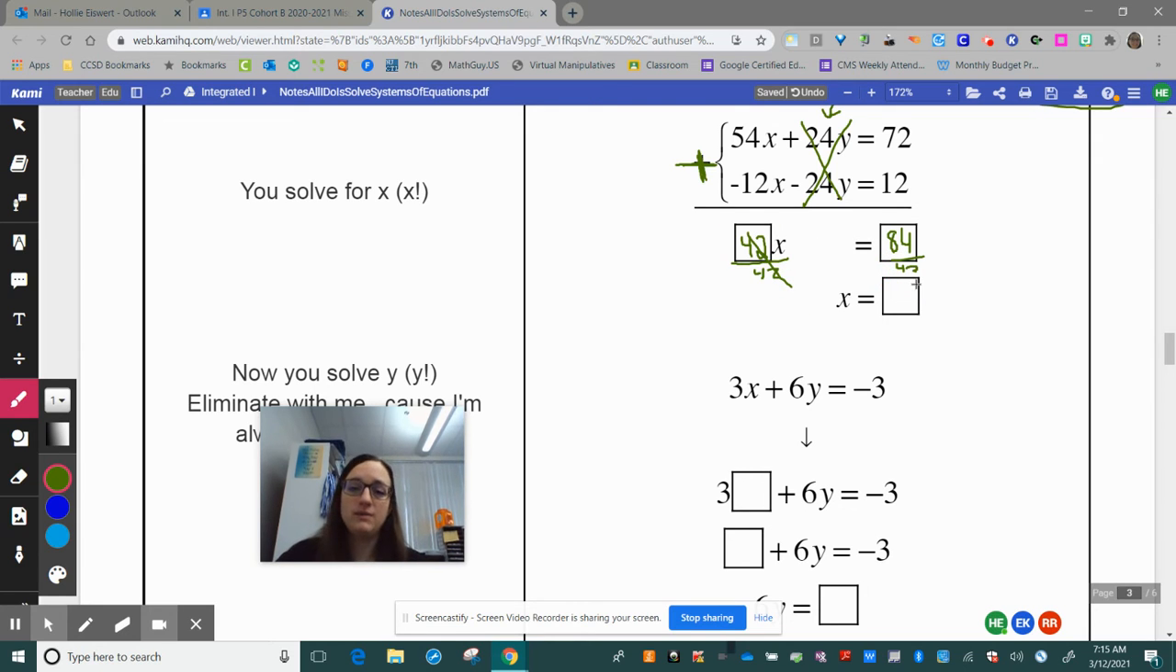A lot of students do like this method because it does actually go quicker if you pick much smaller numbers than what they chose. And x is 2.